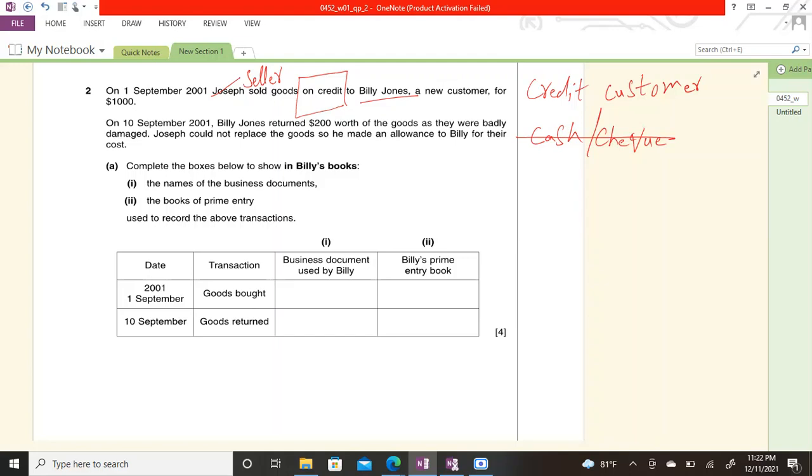So when he is selling the goods on credit, which business document in part A, now you can see that it says complete the boxes below to show in Billy's books, and Billy is a credit customer, the name of the business documents, and the books of prime entry. For the books of prime entry, I am writing it here for you. Books of prime entry, which are also called books of original entry.